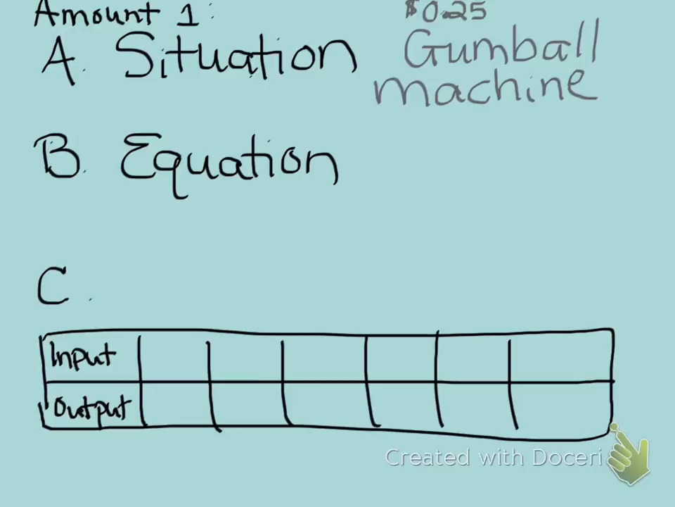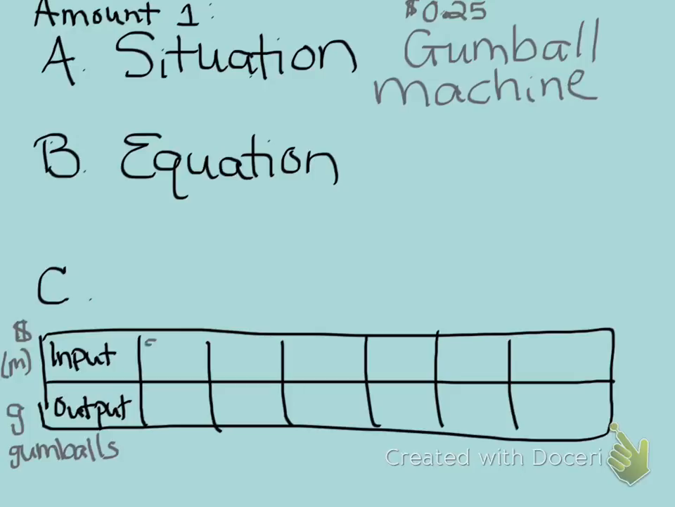So for part C, for my input, I'm going to do an M, because that's for money. If you wanted to use D for dollars, or C for cents, if that made sense for you, you could do that. And then my output, I'm going to use G, and that is for gumballs. When we go to graph it, we're graphing on a graph, so it uses the X and Y axes. So if you wanted to make your input X and your output Y, regardless of what it stands for, you can do that if it'll make it easier for you when we go to graph it.